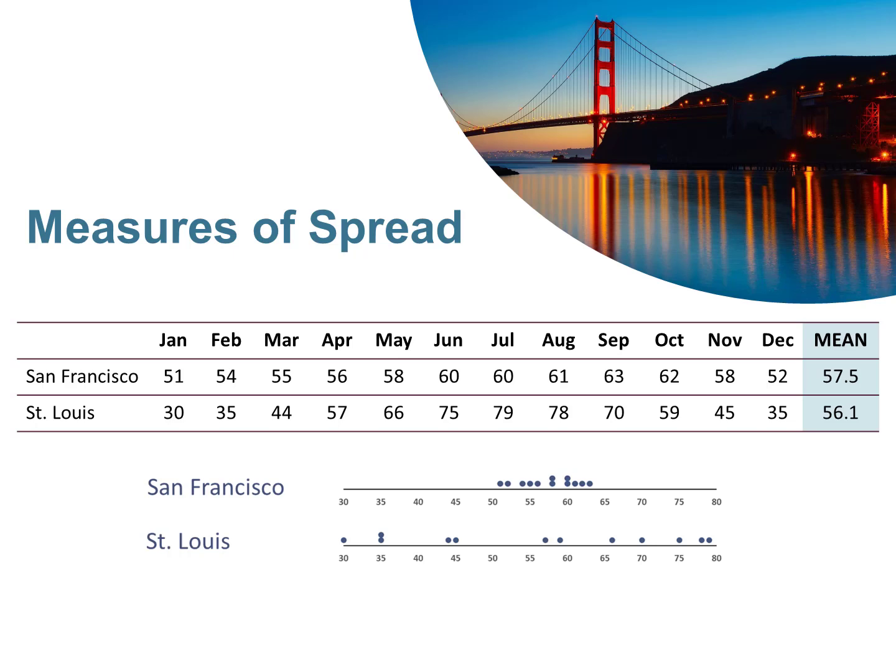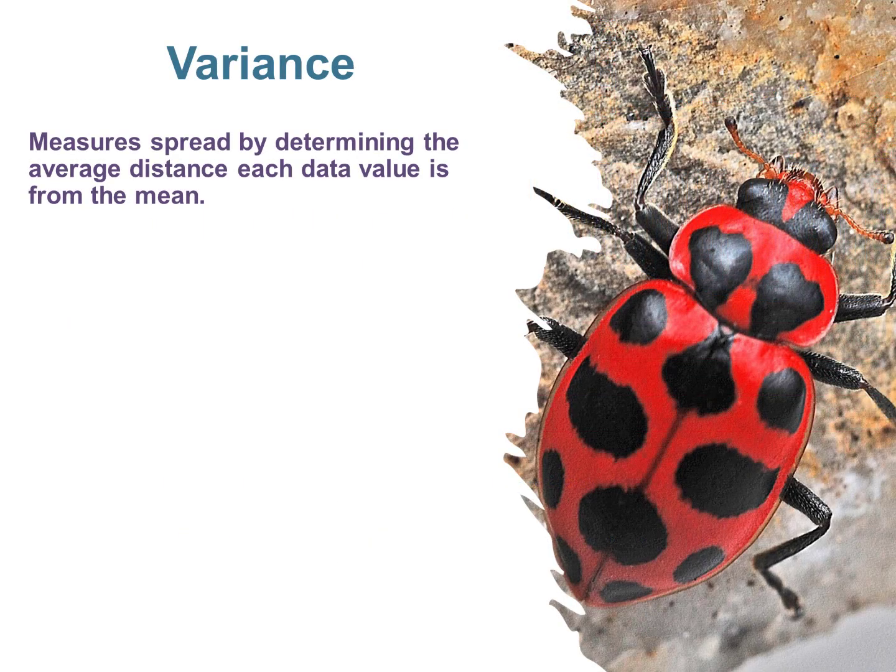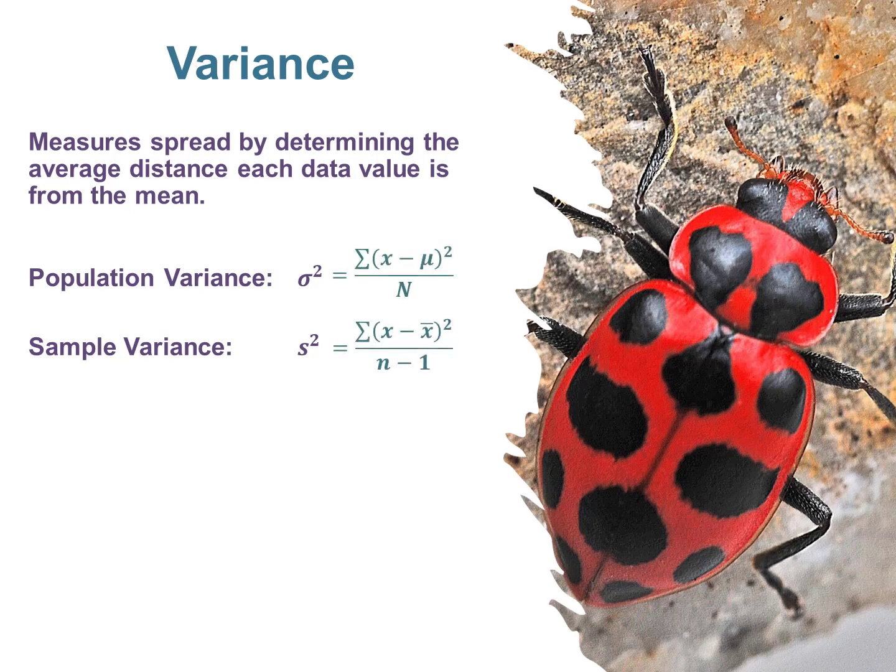So how do we measure the spread of a dataset? One measure of spread is variance. Variance measures spread by determining the average distance each data value is from the mean. The variance of a population is denoted by sigma squared. And the variance of a sample is denoted by s squared. We can see that the formulas are different depending on whether we are dealing with a population or a sample, but normally this difference is not very significant.